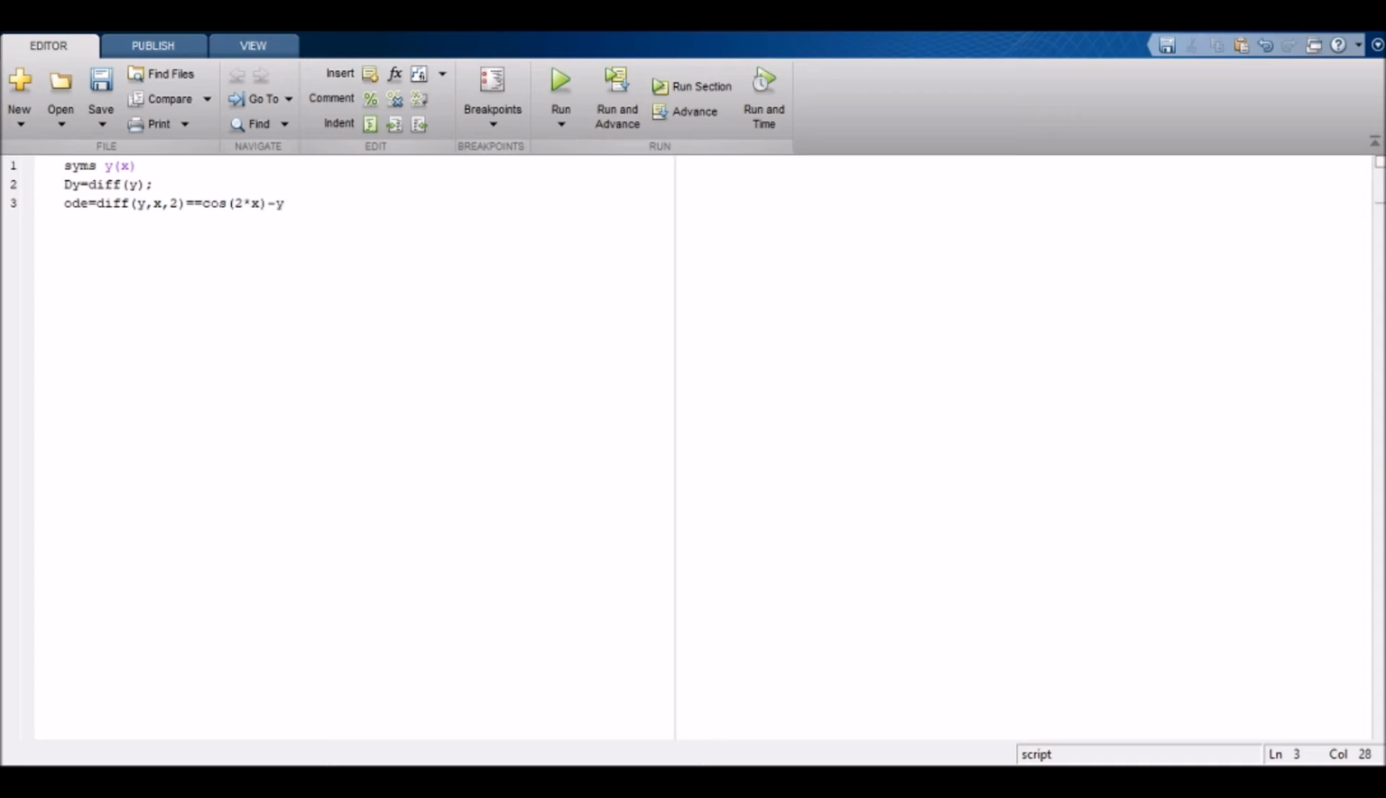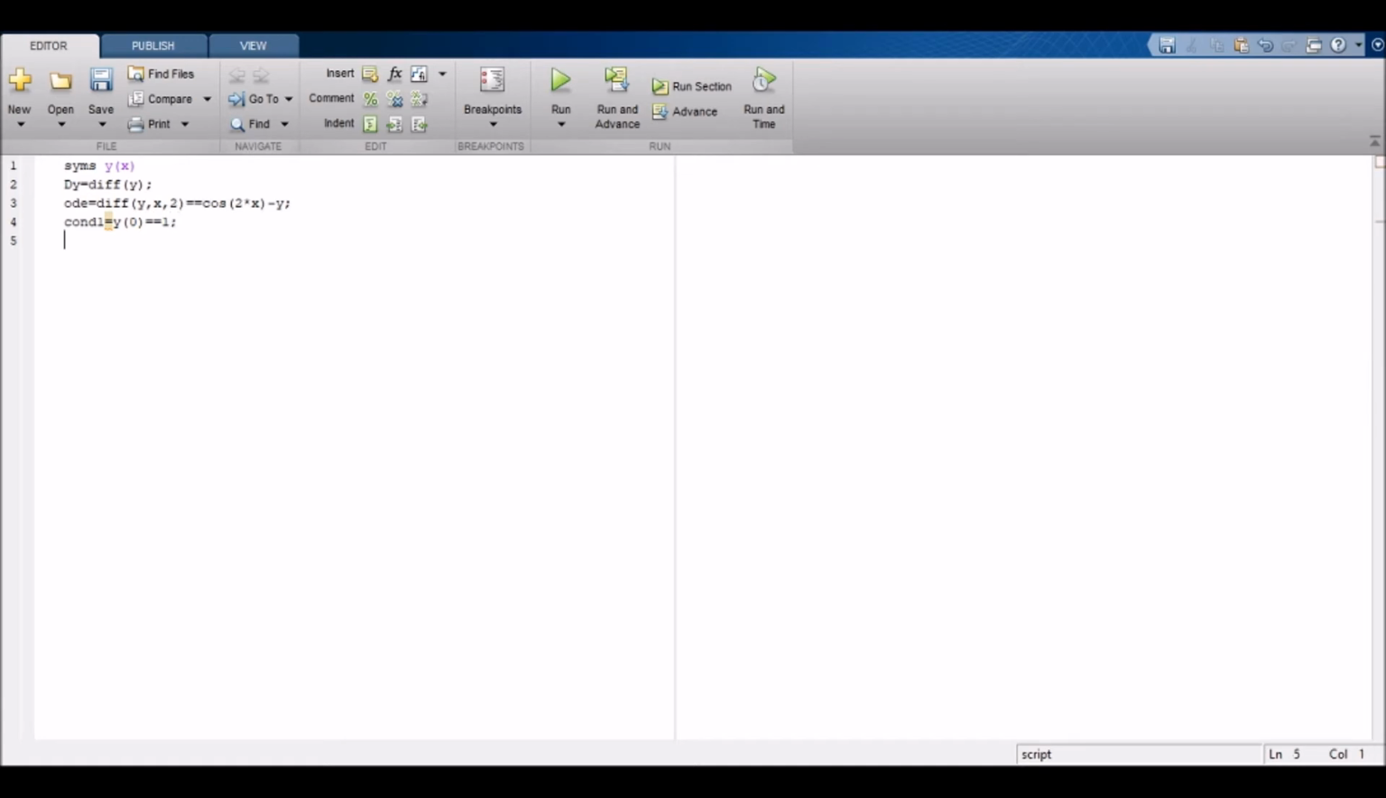Minus y. This is the right hand side of the equation. Now we write down condition 1 equal to y of 0 double equal 1. This is the first condition, y of 0 equal to 1.